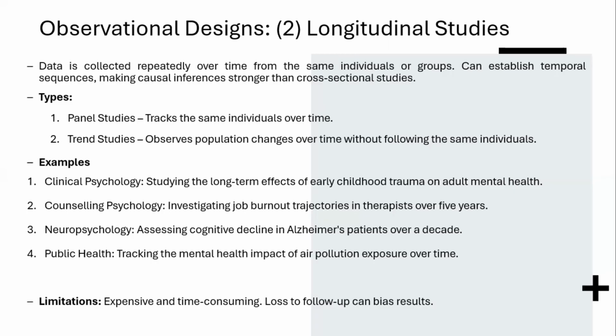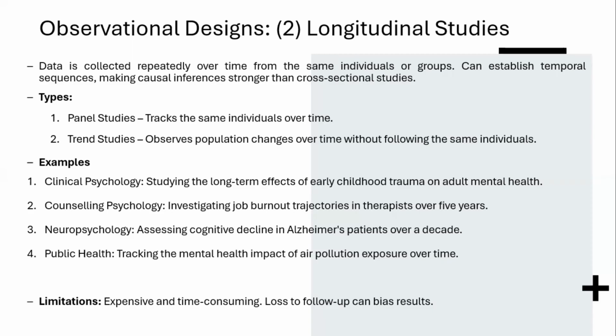Panel study is where you pick some individuals and you collect data from them at every point in time. So you can go to a community and select 200 people to collect data from them. And every month you go to the same 200 people in this same community to collect your data for 1 year. That is a panel study.